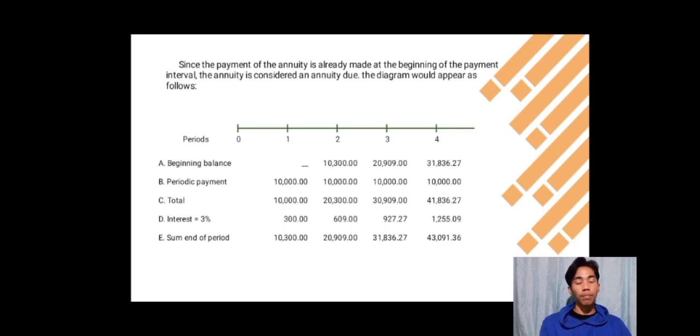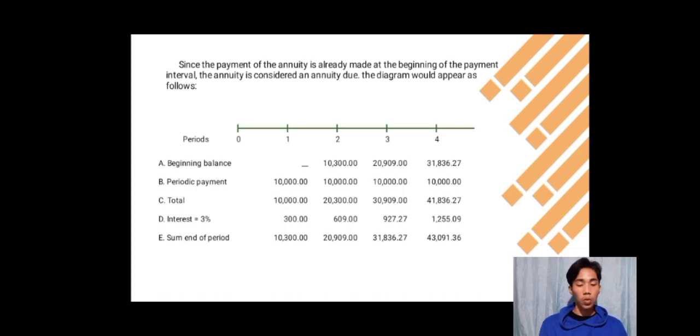So, in the next quarter, his beginning balance is 10,300, and he pays 10,000 again because of the periodic payment. His total money is 20,300, and he earned interest of 609 because of the 3% interest. The sum at the end of the period is 20,909.